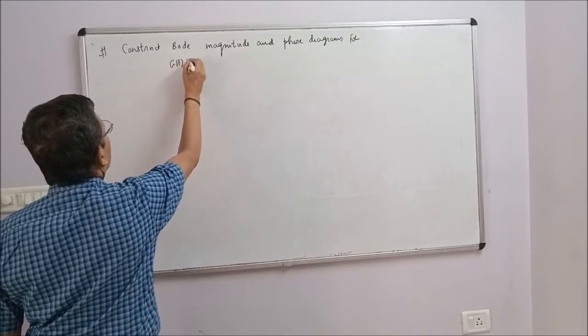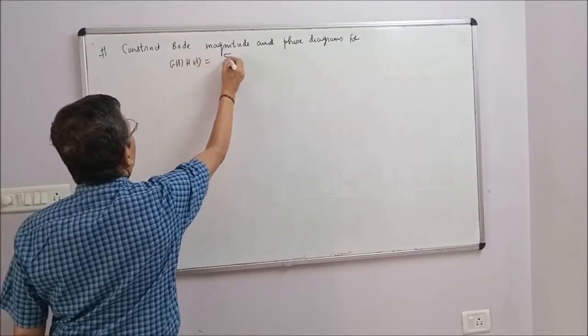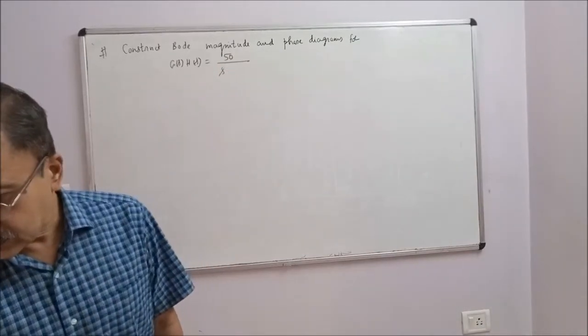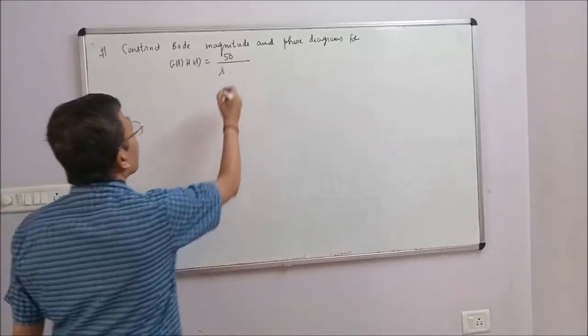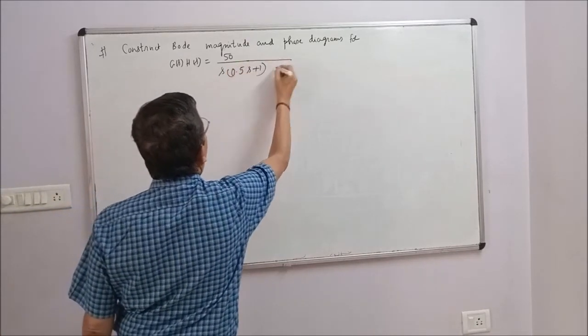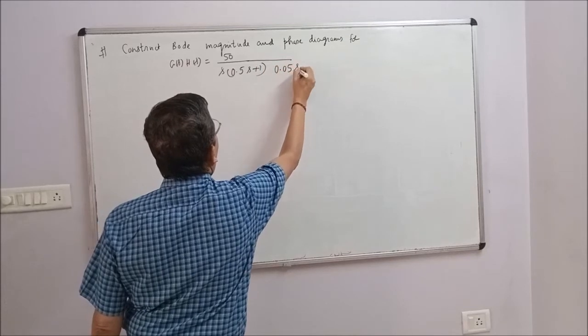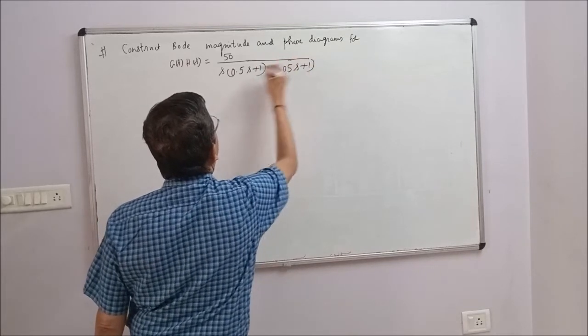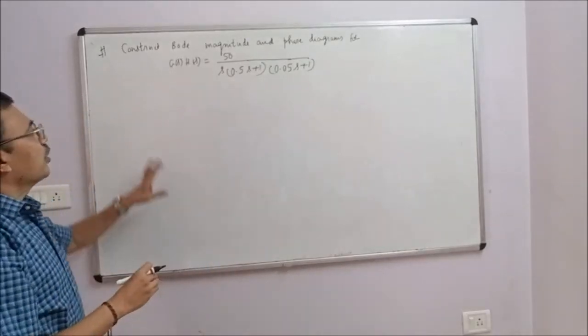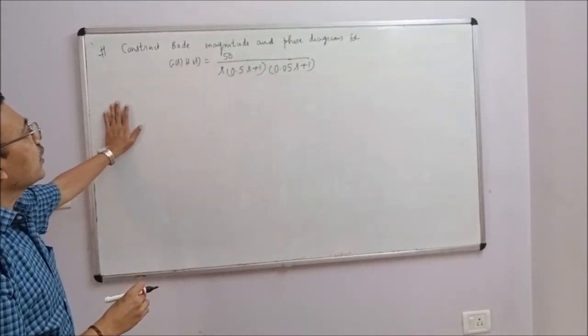G of S, H of S is equal to 50 divided by S into 0.5 S plus 1 into 0.05 S plus 1.